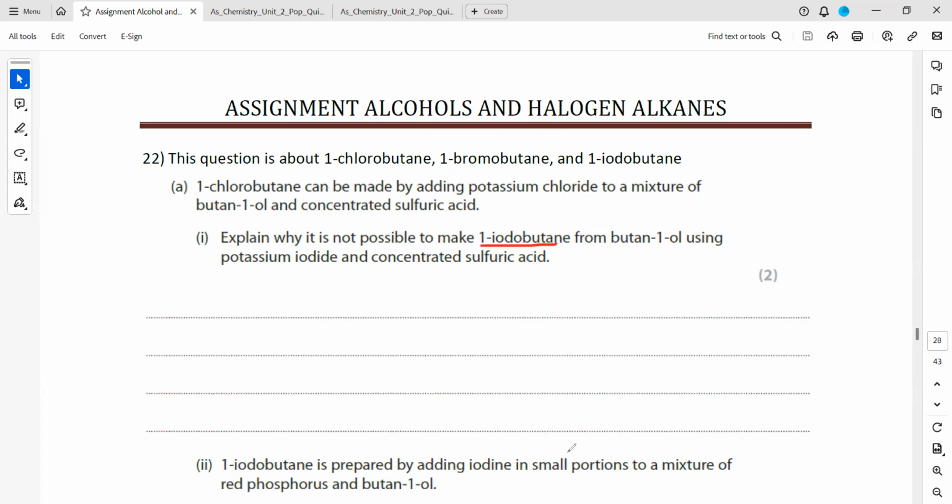So the same reason is there. If we have potassium iodide, this potassium iodide will react with sulfuric acid. First it will produce potassium hydrogen sulfate plus hydrogen iodide, but the hydrogen iodide which is produced contains iodide, and iodide is a strong reducing agent, and as a result it will reduce the sulfur to lower oxidation states.